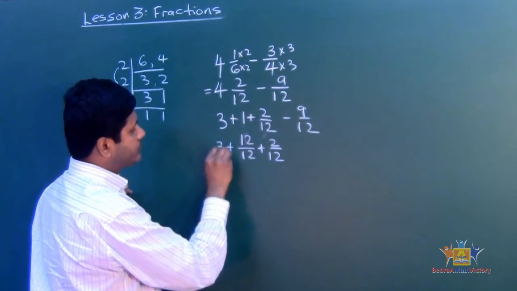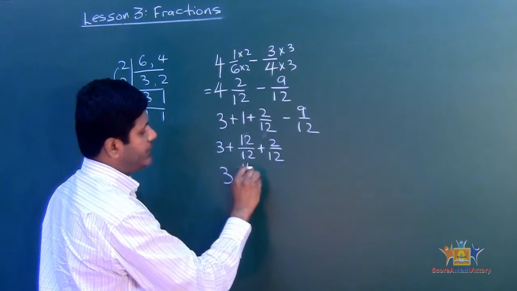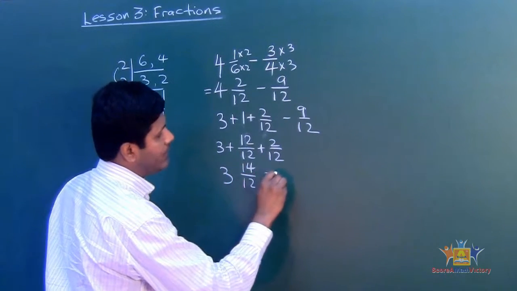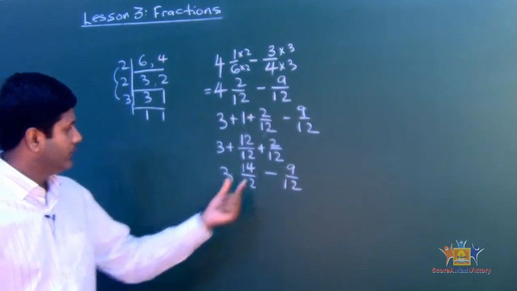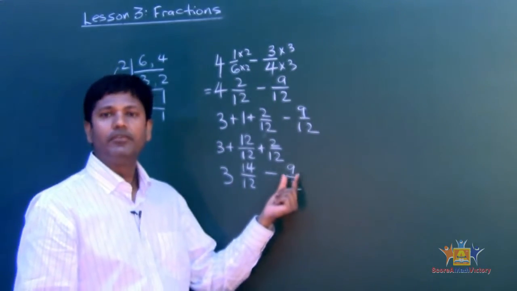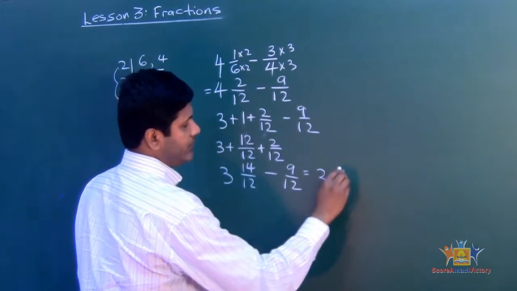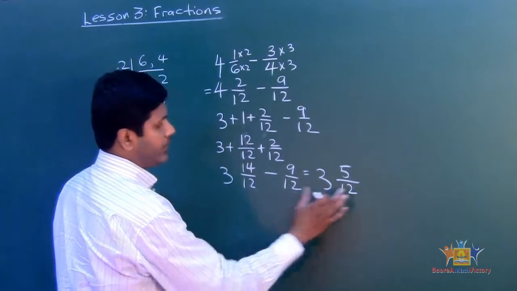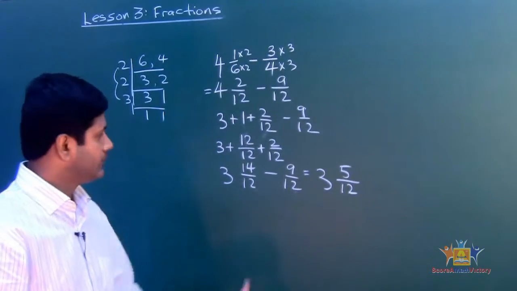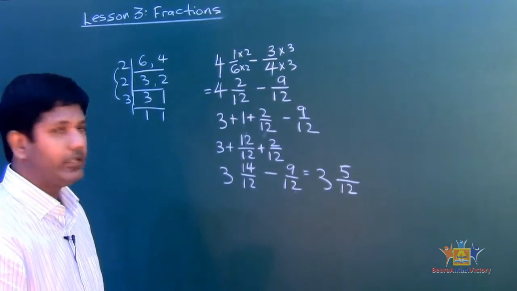Okay? So that makes it 3, 12 plus 2 is 14 over 12. Now I can subtract with 9 over 12. See that? 14 minus 9 is 5. I bring the 3 across. 14 minus 9 is 5 over 12. I just bring the denominator across. Right there. See that? Okay. So pretty easy, isn't it?